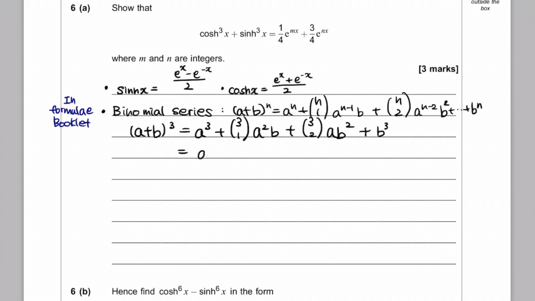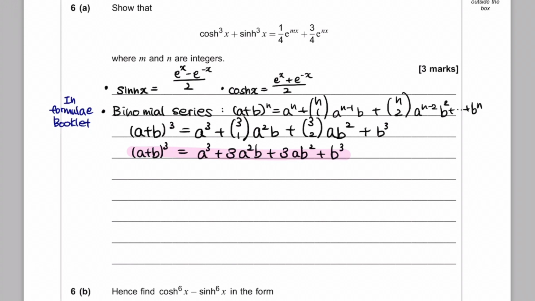And then a to the power of 3, 3 choose 1 is 3, and again 3 choose 2 is also 3, and then b to the power of 3. It's actually better to memorize these to make your life easier, and then you can solve the question much faster than before. So that's good to know. And then now we substitute both sinh and cosh into this binomial function, the highlighted one.